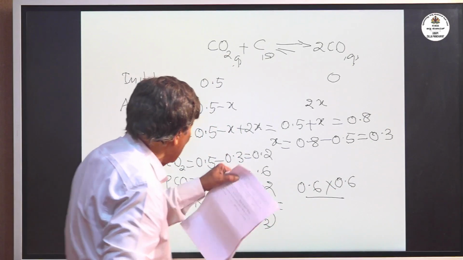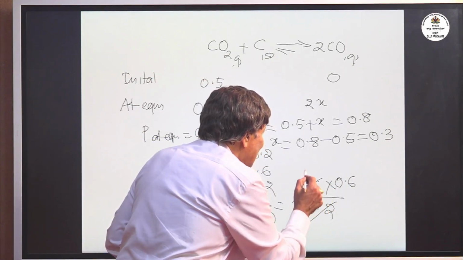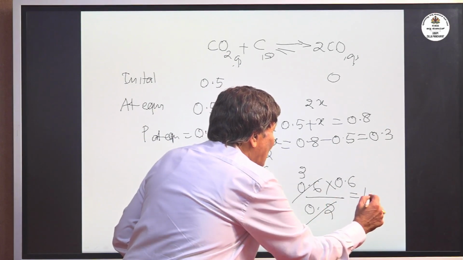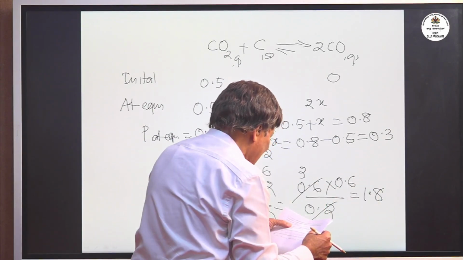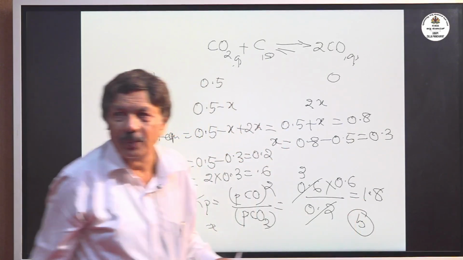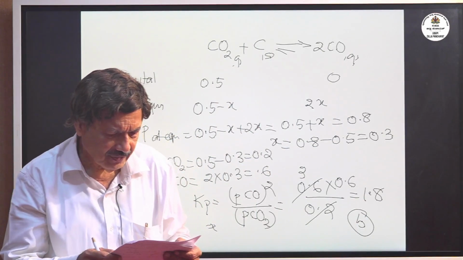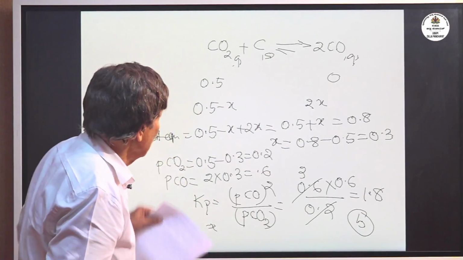Partial pressure of carbon dioxide is 0.2. Partial pressure of carbon monoxide is 3 into 0.6, that is 1.8. So the right answer is 1.8 atmosphere. Option B is the right answer. I hope it is clear.